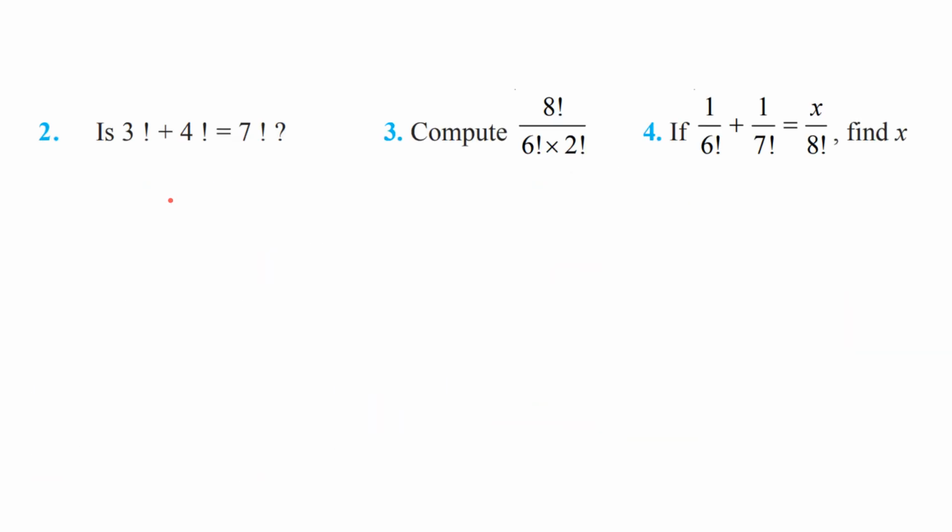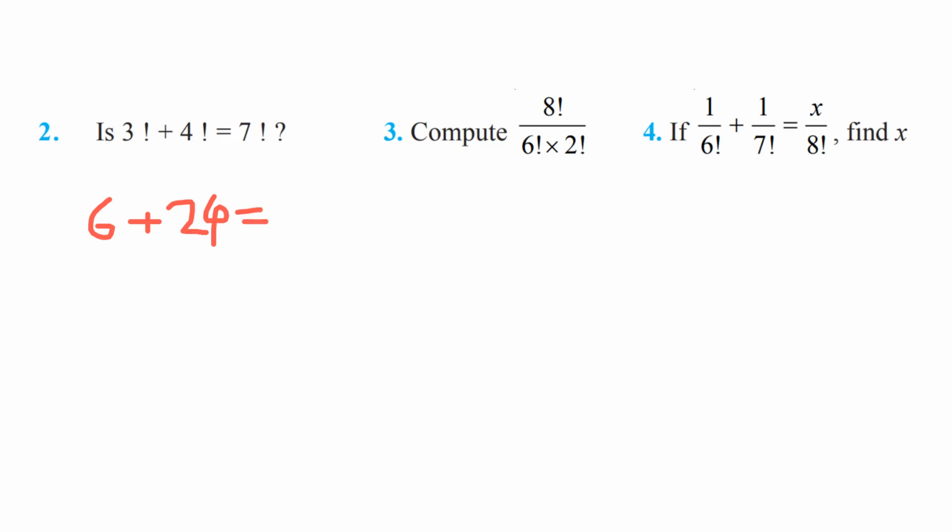Now let's look into the next set of questions. 3 factorial plus 4 factorial equal to 7 factorial. Is this equality statement correct? That's what we have to see. 3 factorial is 2 into 3, 6. 4 factorial is 6 multiply 4, that is 24. So this evaluates to 6 plus 24, that is 30.